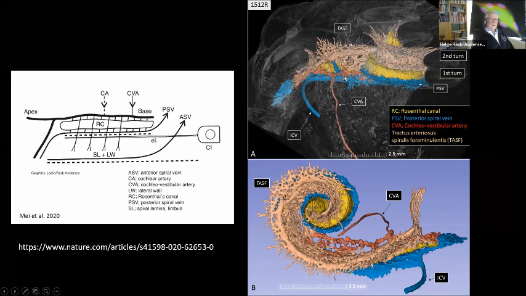And here is the imaging and the modeling of the vessels in humans. And this study we are progressing, and we are performing further analysis.